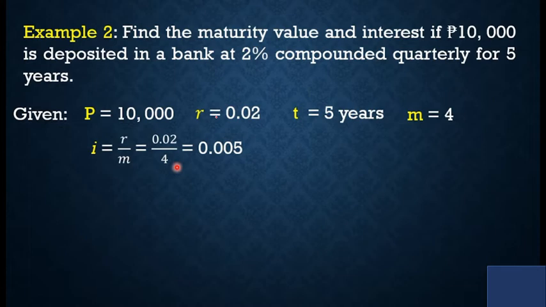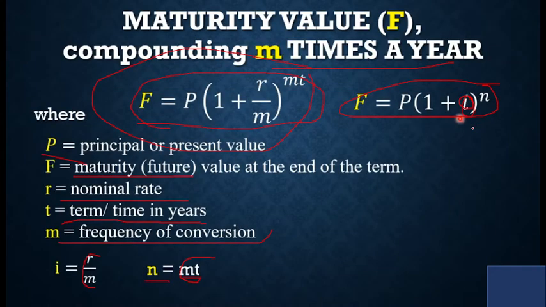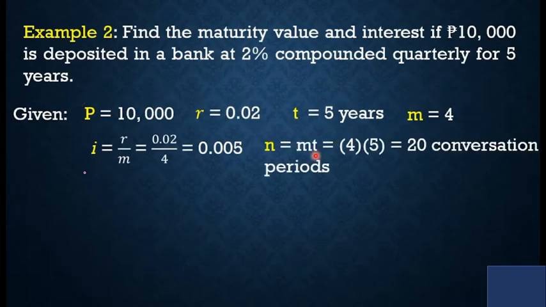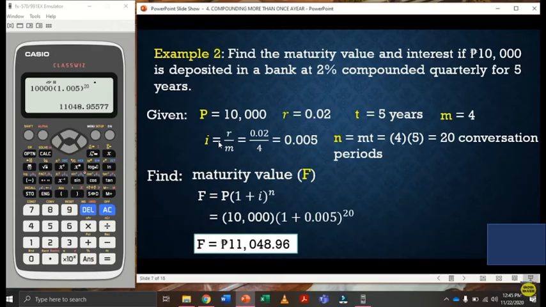So I is R over M equals 0.02 divided by 4, which is 0.005. You can use this, then use the formula F equals P times (1 plus I) to the power of N. I will show the solving.